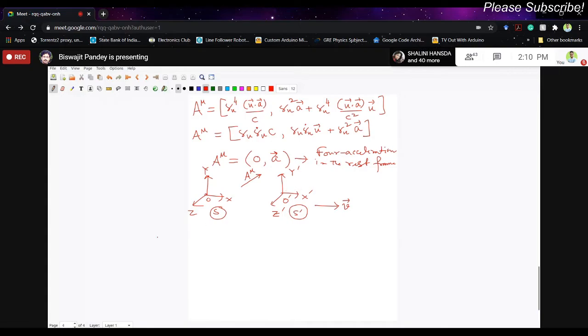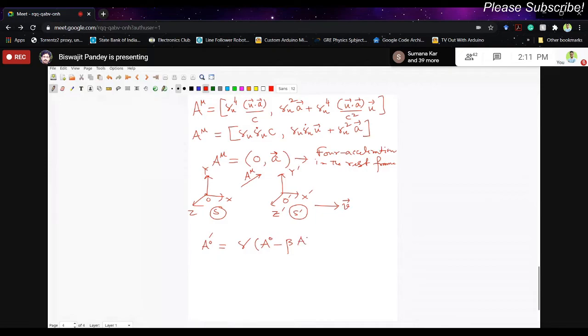Since we know that it's a 4-vector, we don't need to worry at all, because we know that it follows the Lorentz transformation. A0 prime will be gamma... How do I transform the time component? A0 prime equals gamma into A0 minus beta, A1.